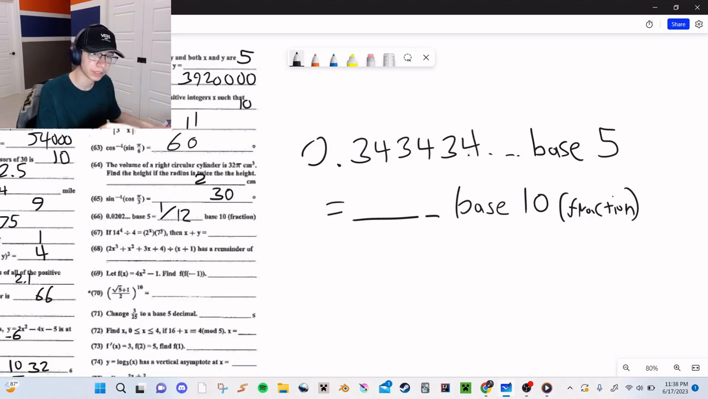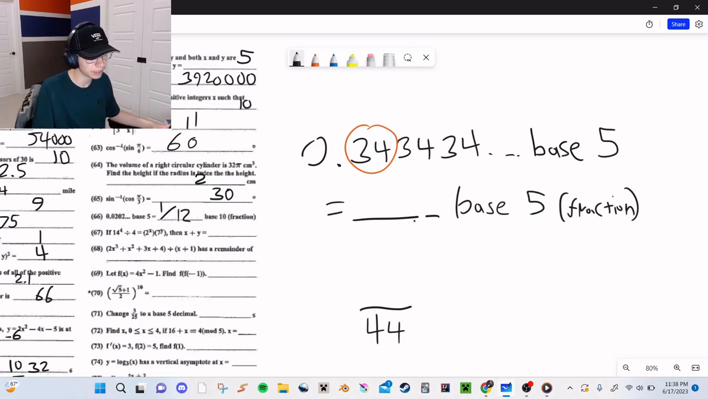Okay, so if we do our trick, actually no, one extra thing I want to change. Let's keep it as a base 5 fraction. You'll see why I'm doing that. Okay, so let's do our trick. So how many digits are repeating in this case? Still 2. So 1 less than 5 is 4. There's 2 numbers repeating, 44. And the top is going to be 34.